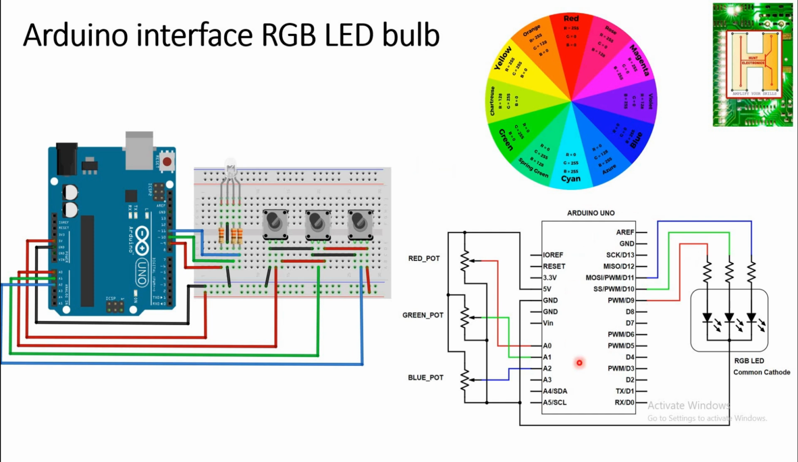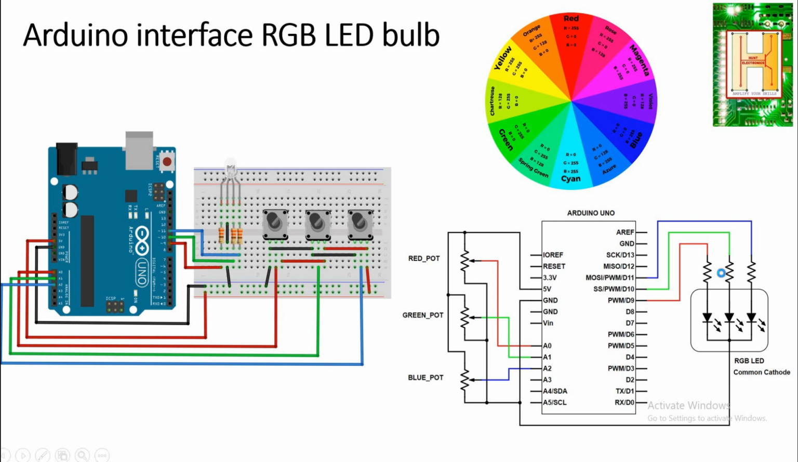So you can see the Arduino Uno board over here. We are going to use 3 potentiometers, and depending upon the input voltage level to the analog pins A0, A1 and A2, we are going to get the output from digital pins 9, 10 and 11, which are going to control the RGB bulb. So these two experiments we are going to observe today.